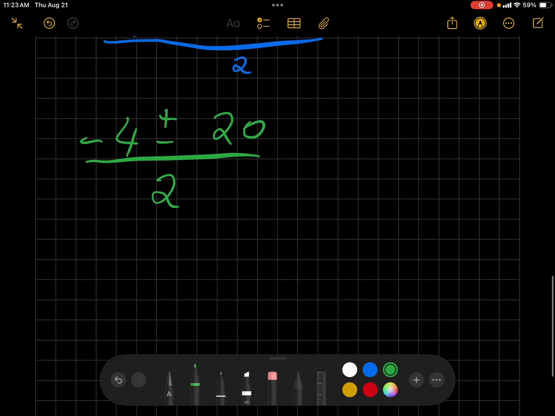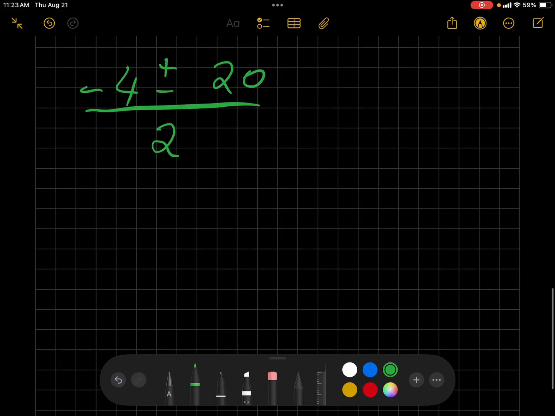So here, this is where we get to that plus or minus part, because we have two roads to take now. So we have negative 4 plus 20, which is 16, divided by 2, which is going to give us 8. And then negative 4 minus 20, which is going to give us negative 24, divided by 2, which is going to give us negative 12.